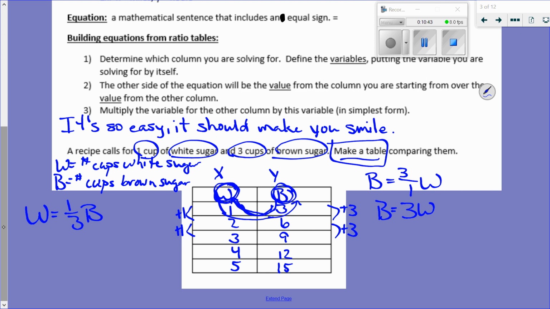So here's the value of the equation, guys. We can double check our equation. We can put some values in and see if it actually works out. So I say B equals 3W. So if my W is 1, and I put 1 in, what's 3 times 1? 3. Did B equal 3? Yes. If my W is 5, if I put 5 in for W, what's 3 times 5? 15.